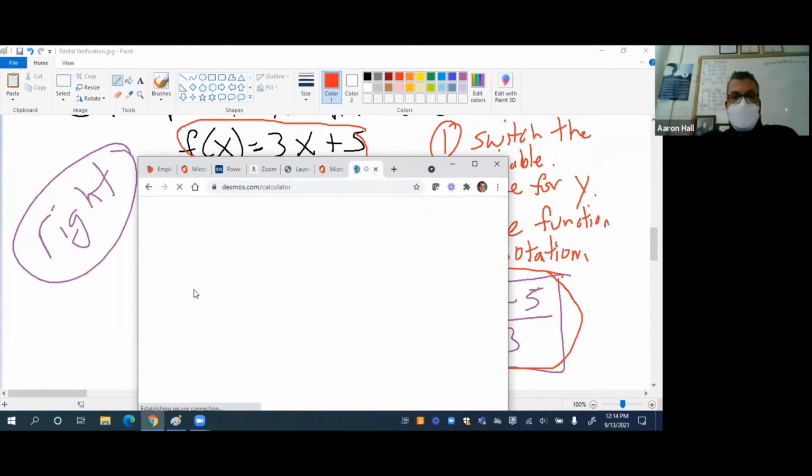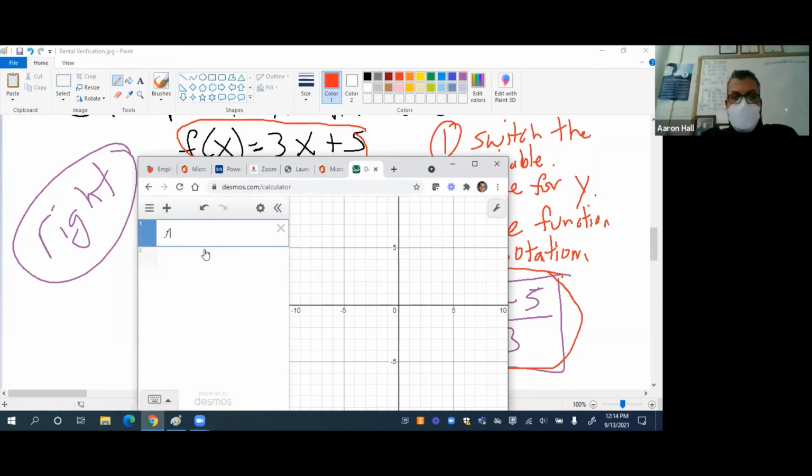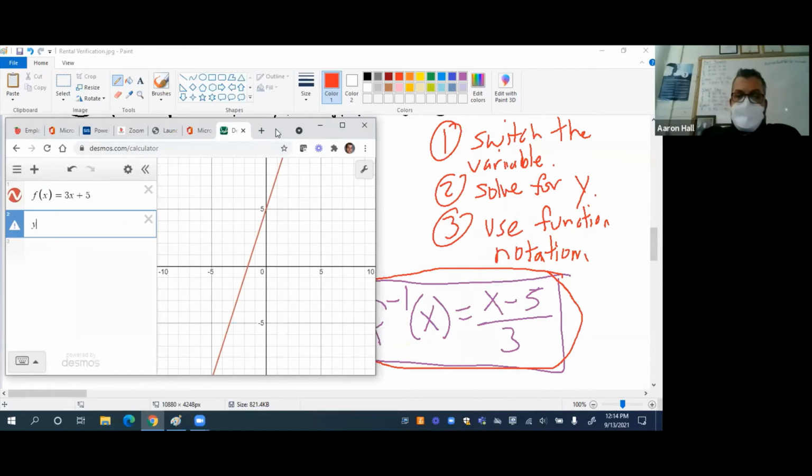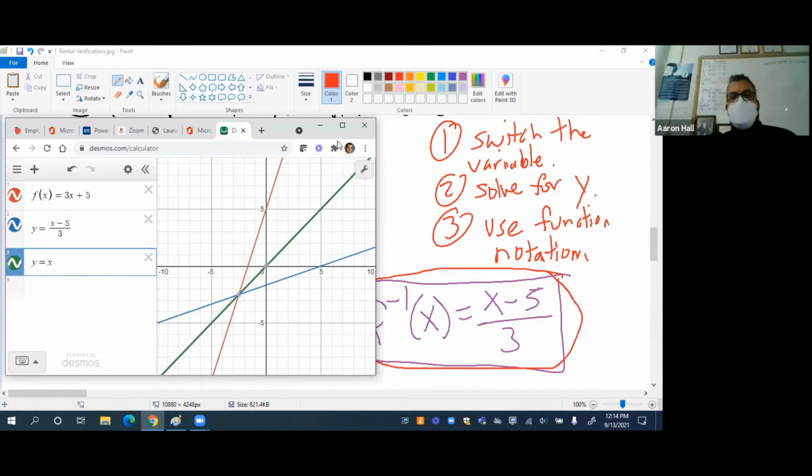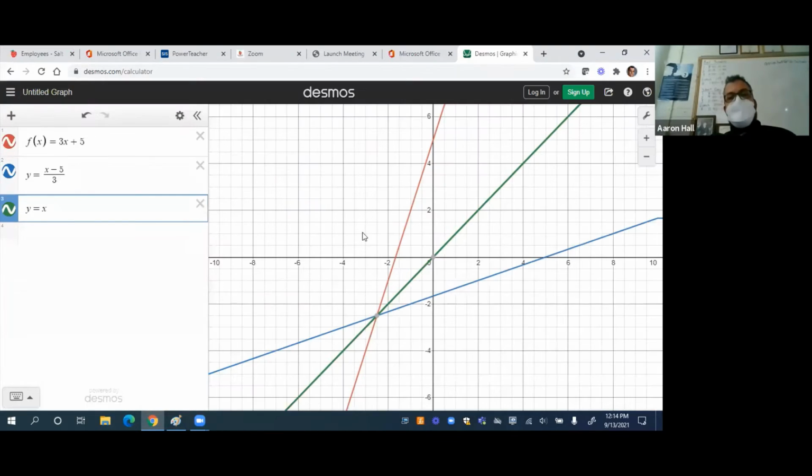In our first graph, we have f of x equals 3x plus 5. And our inverse is x minus 5 over 3. Are these reflections across y equals x? What do you think? How does that look? Do they look like reflections? Yeah, so we did them right.